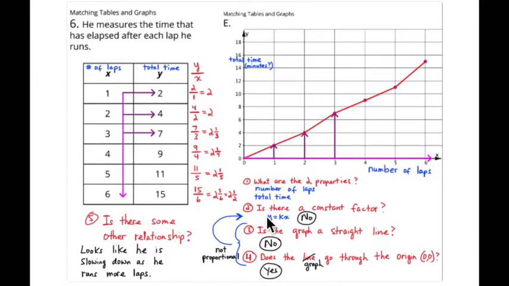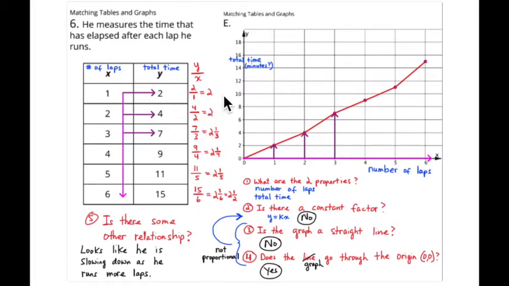All right, is there a constant factor, a constant of proportionality? So you divide y by x, and in fact, there's not. It begins at 2, and then the next row is also 2, and you think, aha, maybe there is. But then you go to 3 laps, and it's 2 1/3. It would be 6 divided by 3 to be proportional. This would be 8 divided by 4, but it's 9 divided by 4. This would be 10 divided by 5, but it turns out to be 11 divided by 5. And 12 divided by 6 turns out to be 15 divided by 6.